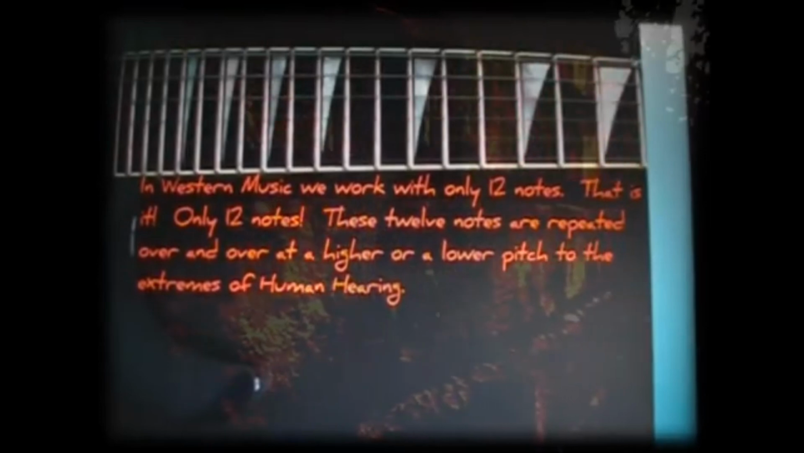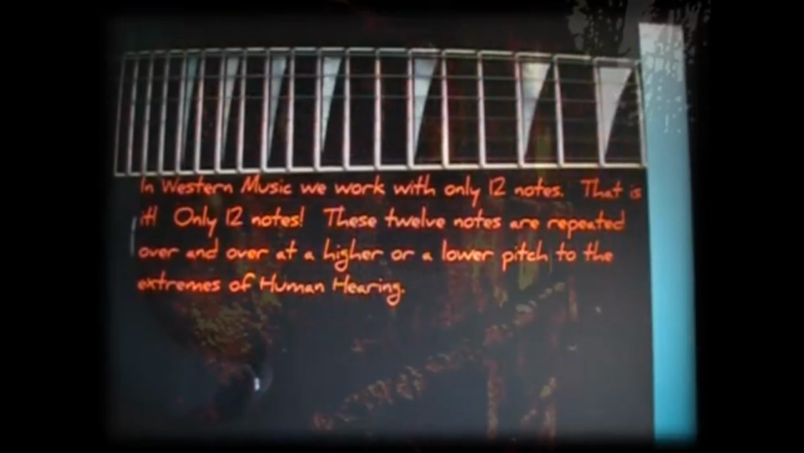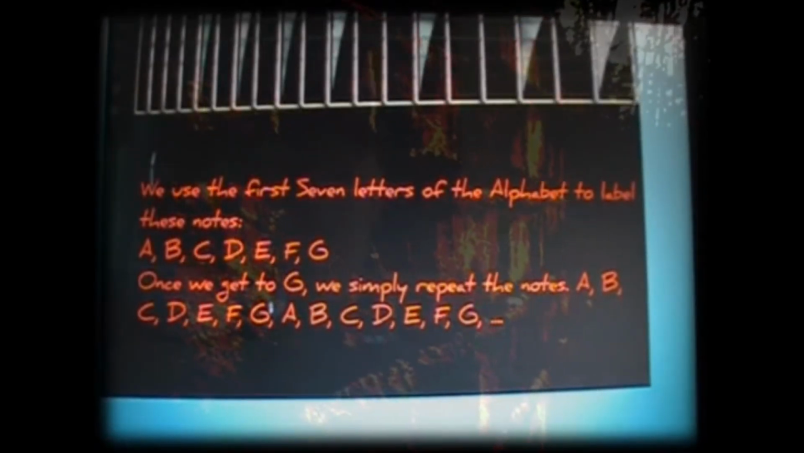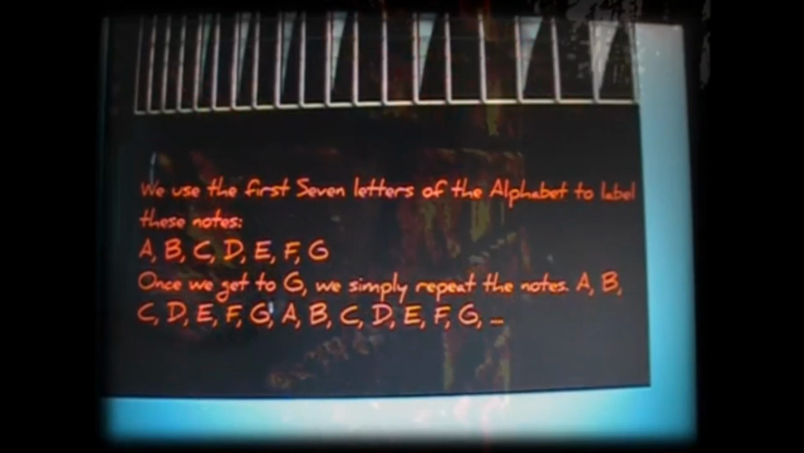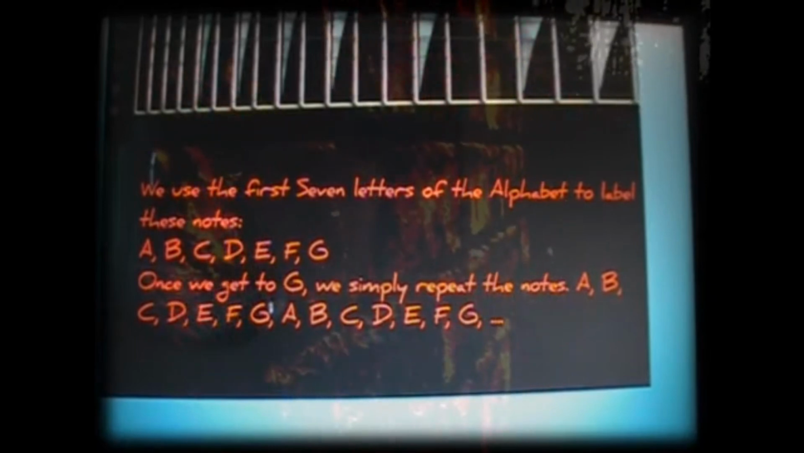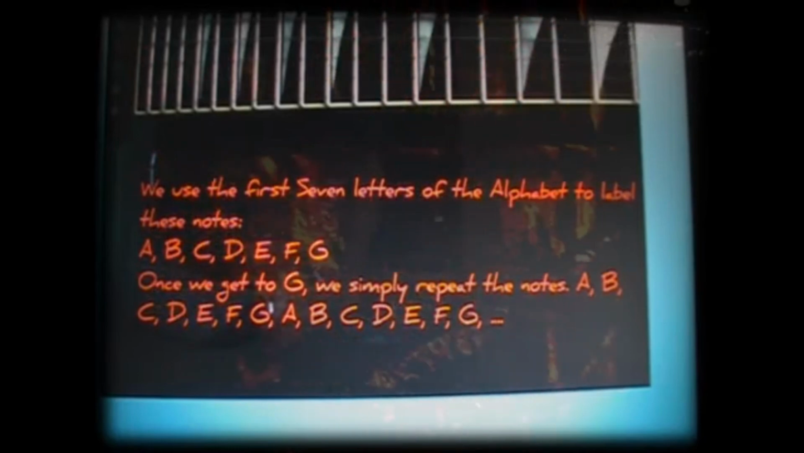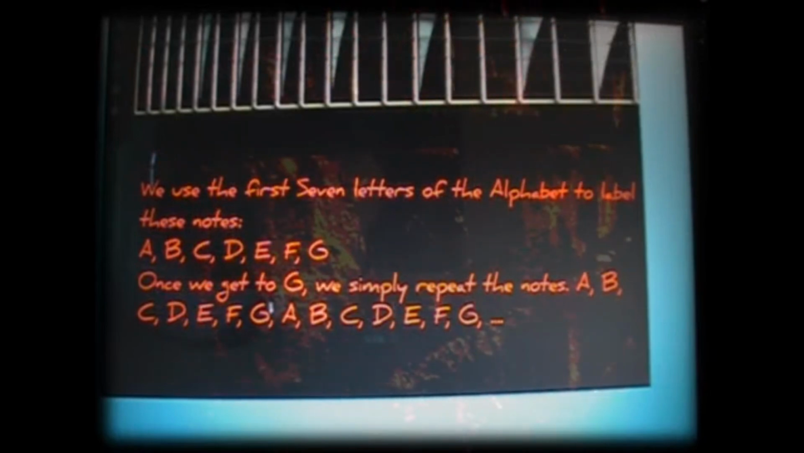In Western music, we work with only 12 notes. That's it, only 12 notes. These 12 notes are repeated over and over at a higher or a lower pitch to the extremes of human hearing. We use the first 7 letters of the alphabet to label these notes: A, B, C, D, E, F, and G. Once we get to G, we simply repeat the notes again: A, B, C, D, E, F, G, A, B, C, D, E, F, G, and so on.